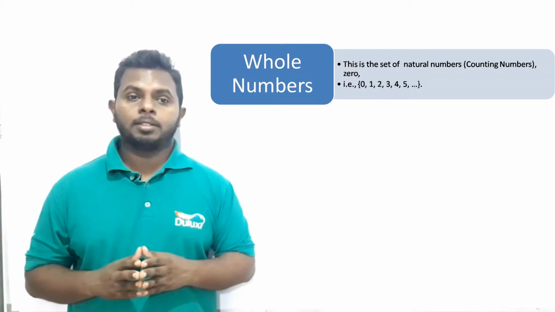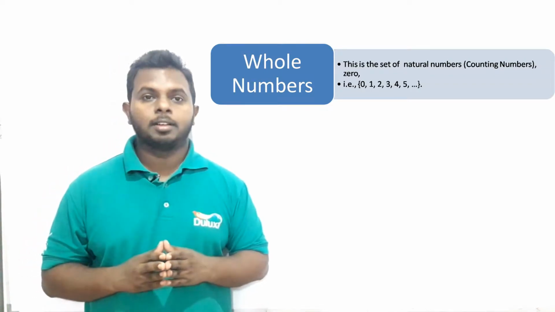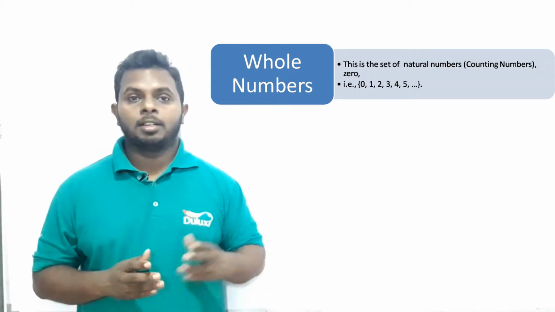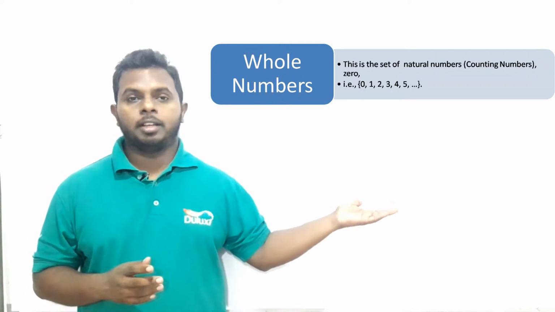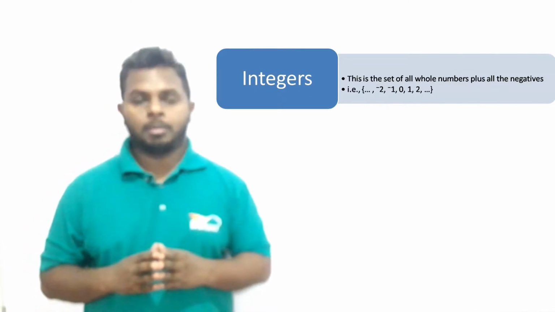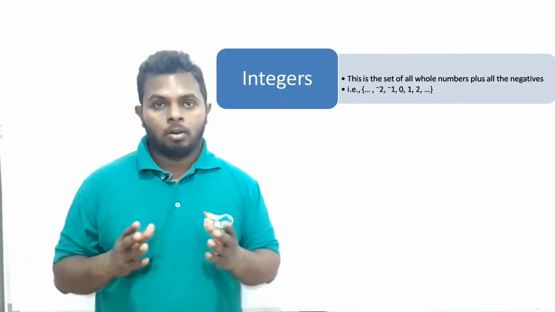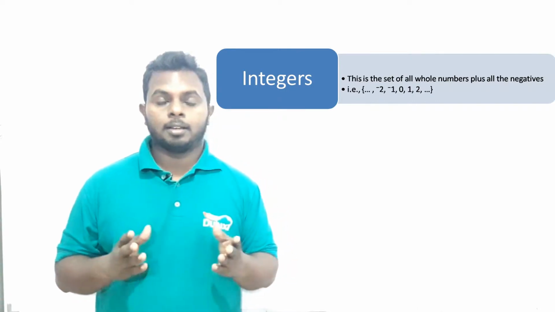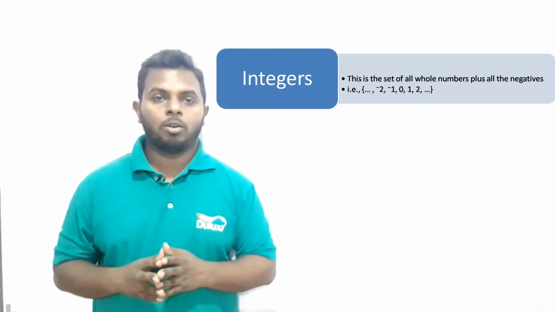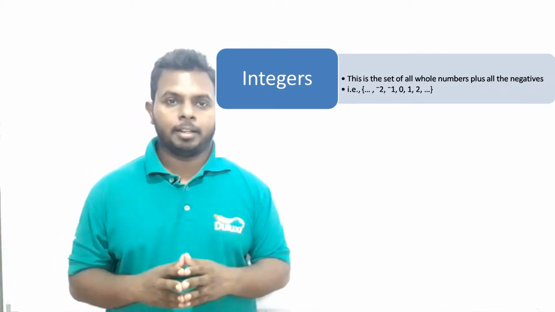What are whole numbers? This is the set of natural numbers, or in other words counting numbers, including 0. So examples: 0, 1, 2, 3, 4, and so on. What do you mean by an integer? This is the set of whole numbers with all the negative numbers. All the whole negative numbers. Some examples: -3, -2, -1, 0, 1, 2, and 3.